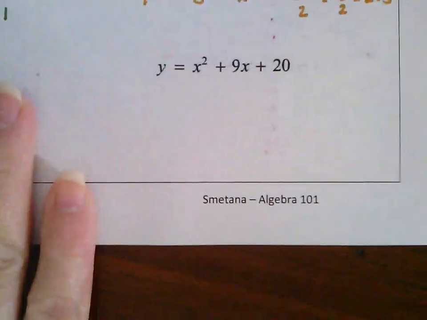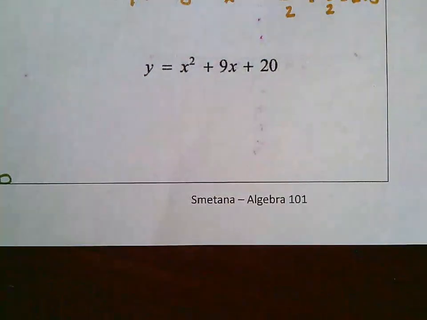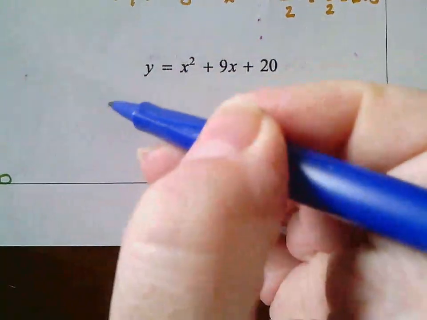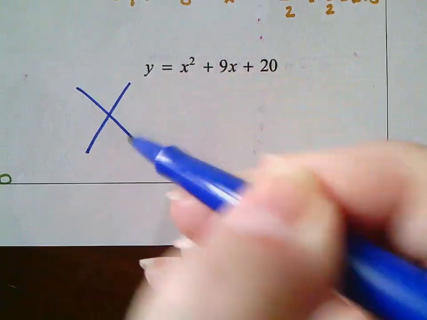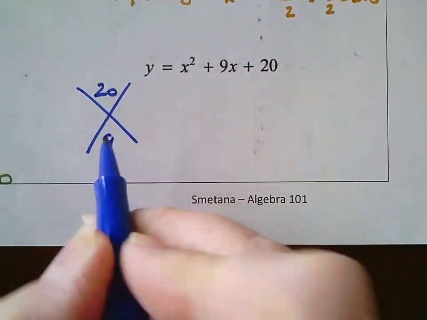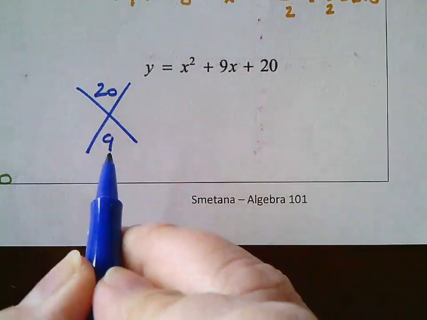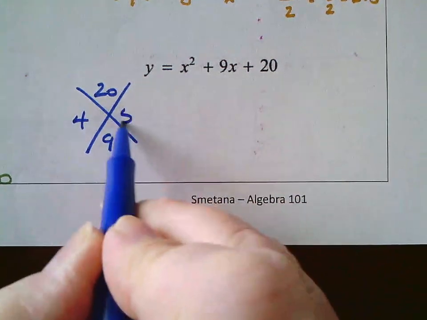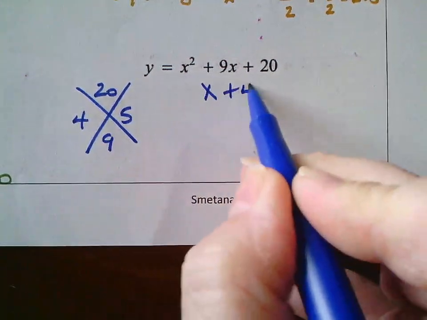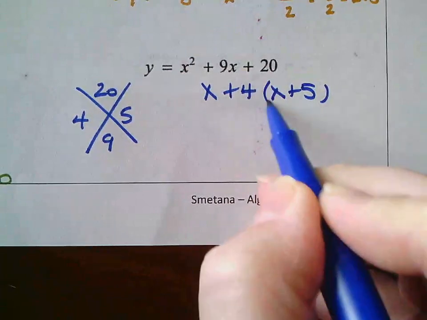So I want to actually solve this and put it in that format. So this is where you factor. So if you recall, we factor. We do 20 and 9. So two numbers that multiply to equal 20 and add to equal 9, or 4 and 5. So you get x plus 4, x plus 5.